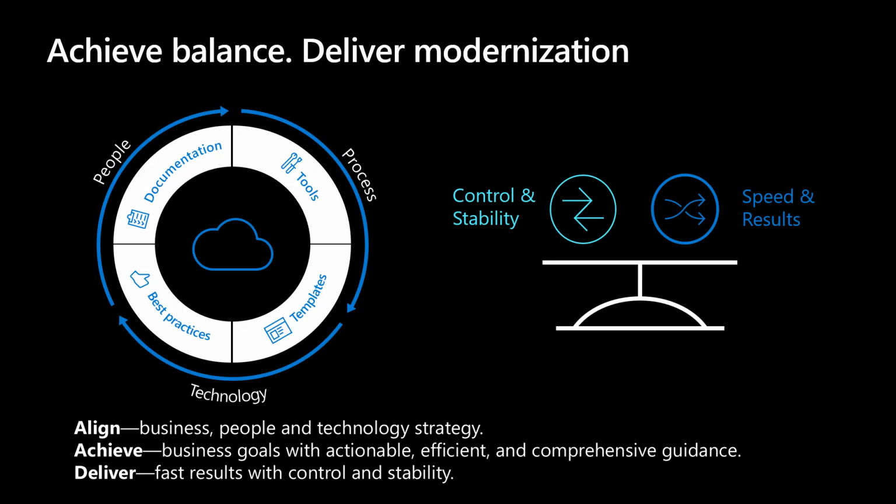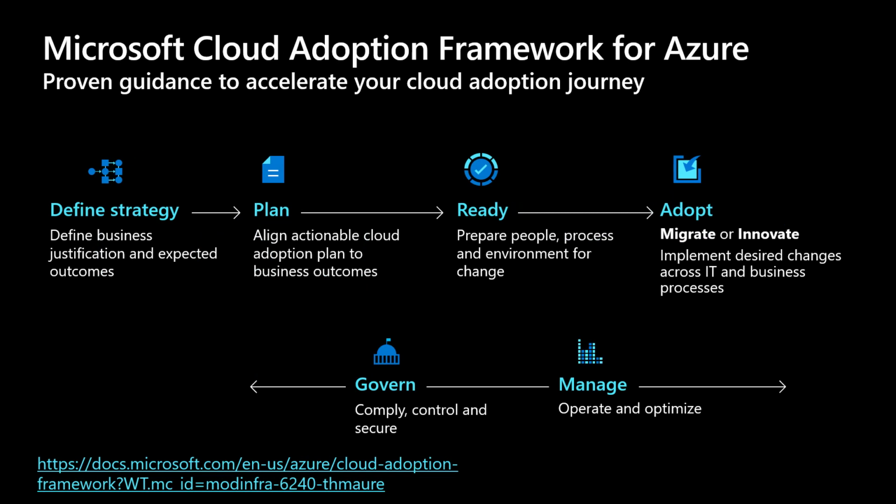Now, that is actually a very important part, right? We still want to take advantage of the cloud and the speed and agility it offers to deliver these results in a fast time frame. But then on the other hand, we want to keep control, we want to keep the environment stable, and so that is also an important part to balance out. And that is where we have again the cloud adoption framework. And again, the cloud adoption framework really is proven guidance to accelerate your cloud adoption journey.